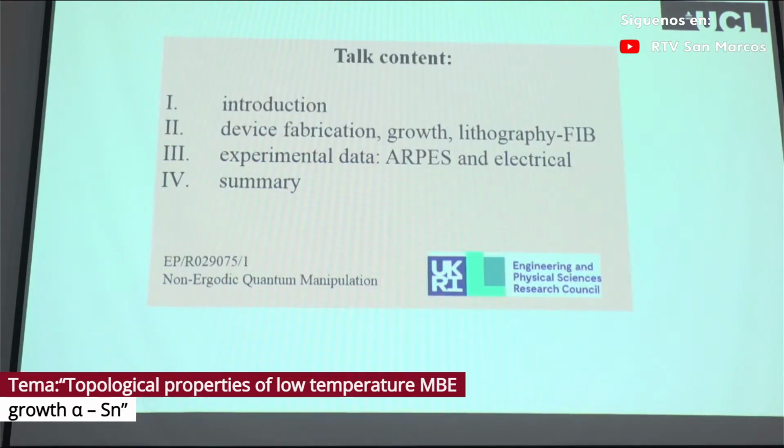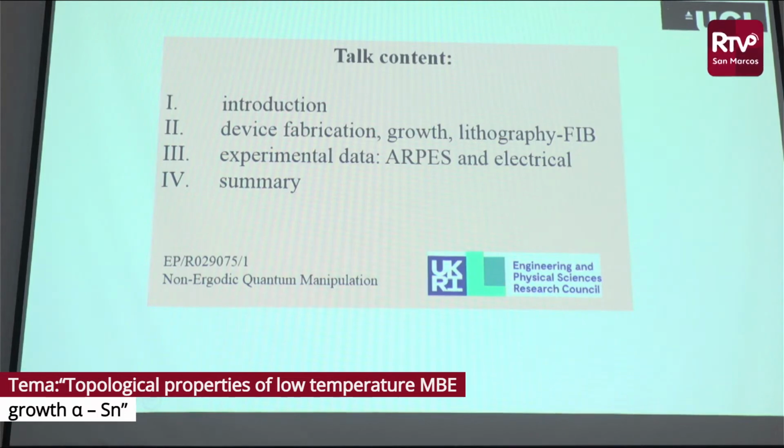So what I want you to take away from this talk today is listed here, the content. I'll give you an introduction, some band structure diagrams of what tin looks like. I'll talk about device fabrication, growth, lithography. As I mentioned, we started with Ximena.